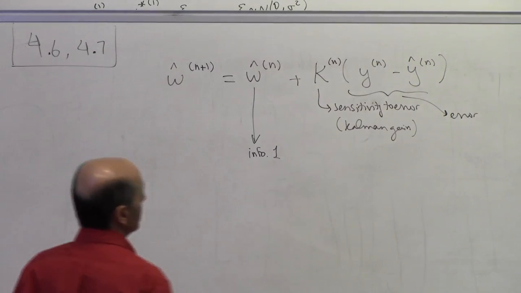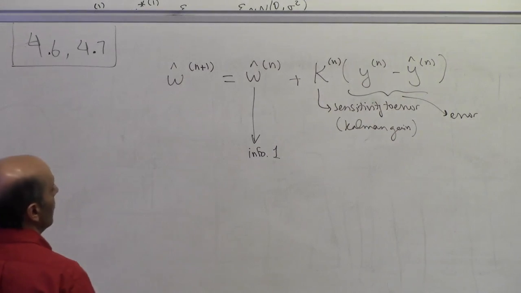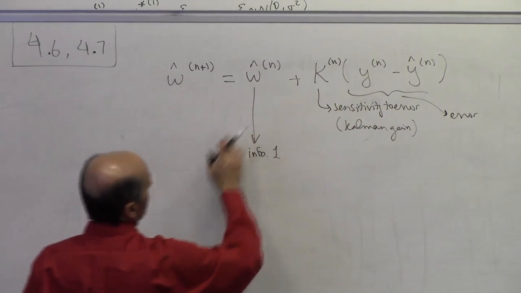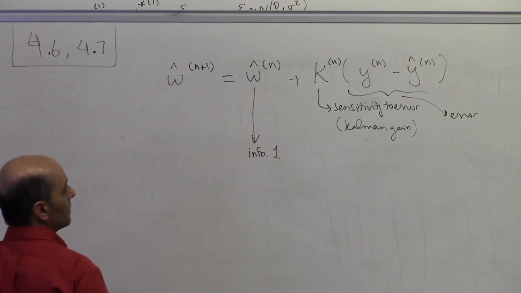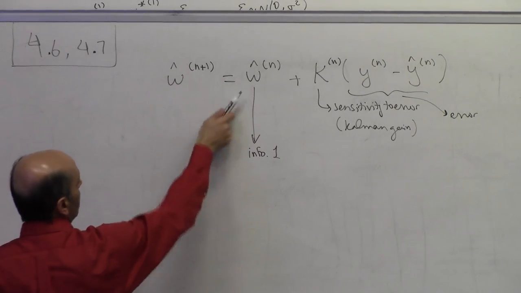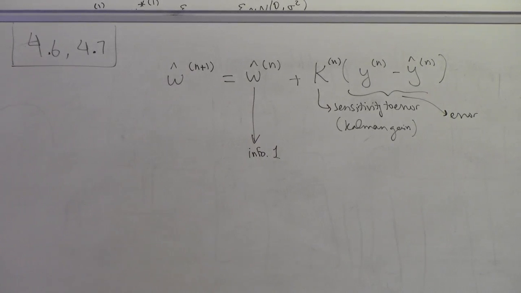So that's basically the process. And so what we want to do is to find a way to combine these two pieces of information in such a way that we optimize something, and that optimization is going to be associated with the variance of these W's, which are my uncertainties.